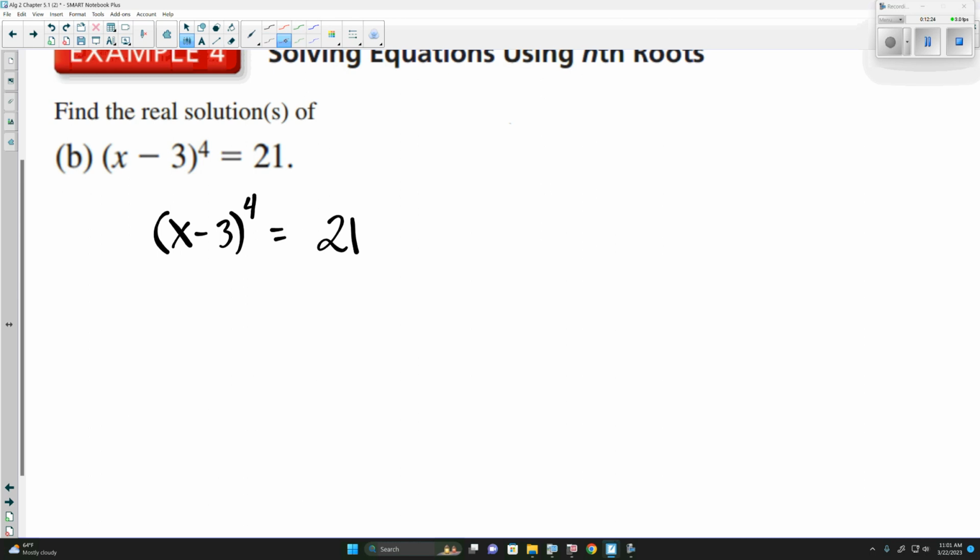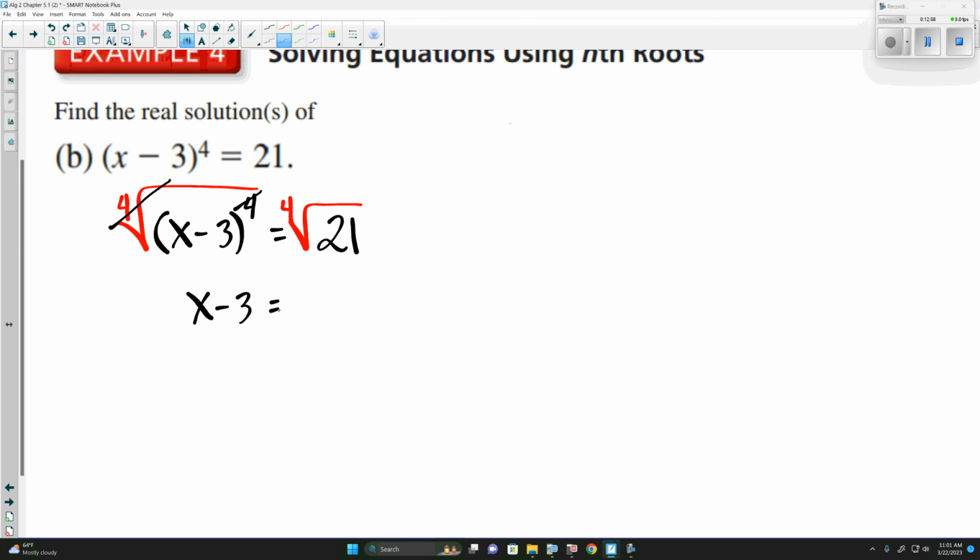Now looking at this one here, we don't have a single variable. We have x minus 3 in parentheses to the fourth. Whenever we have a set of parentheses to an exponent and there's no variables anywhere else, we get that set of parentheses by themselves. They already are. So now we can apply a radical to both sides. But we're not going to take the square root, we're going to take the fourth root, because the fourth root and the fourth power will simplify out, leaving us with x minus 3.